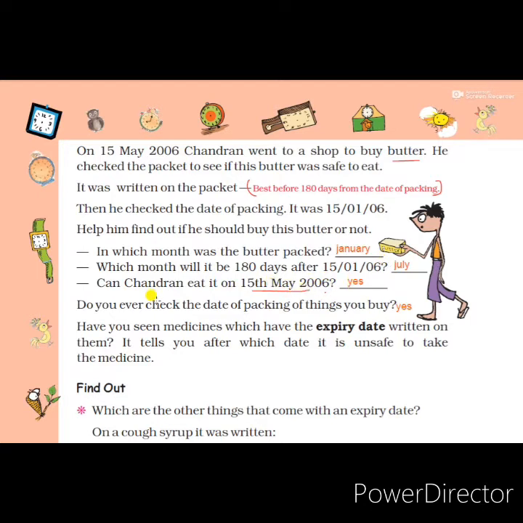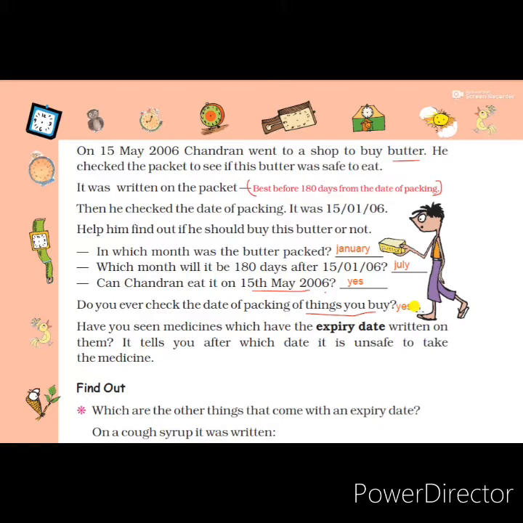Now another question: do you ever check the date of packing of things you buy? Students, have you ever checked the date when we are purchasing milk? On the packet of milk, they have written the manufacturing date and also the expiry date. So if you have not checked, from tomorrow onwards check when you are going to buy something. You can check the packet of ice cream, the packet of milk, or the packet of any other food items like sauce or jam. On the bottle of jam also, the expiry date and manufacturing date are written.